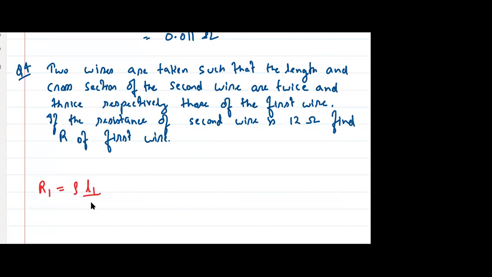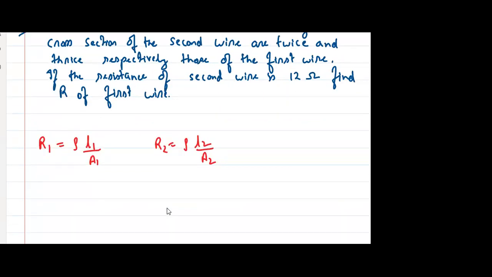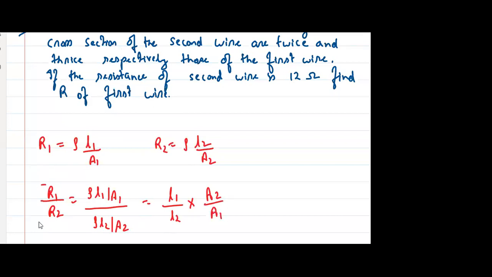So R1 is rho L1 by A1 and R2 is given by rho L2 by A2. Just take the ratio, right? Divide one by the other. So if you divide R1 by R2, very good, Vaishnavi, correct, what you will get is rho L1 by A1 divided by rho L2 by A2. So rho will get cancelled. So you will get L1 by L2 into A2 by A1. Remember this, it will be very useful.